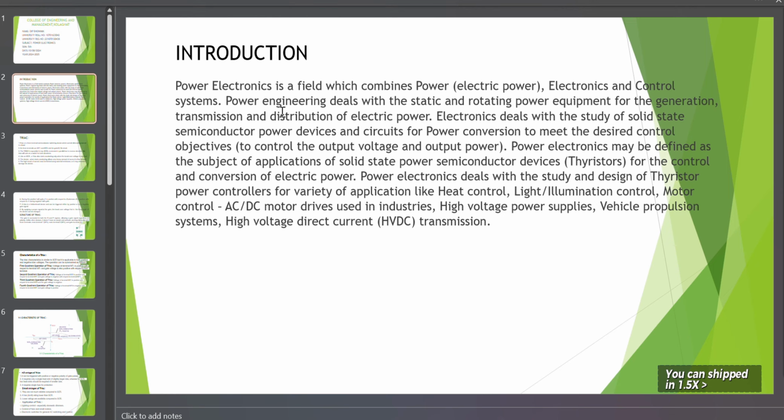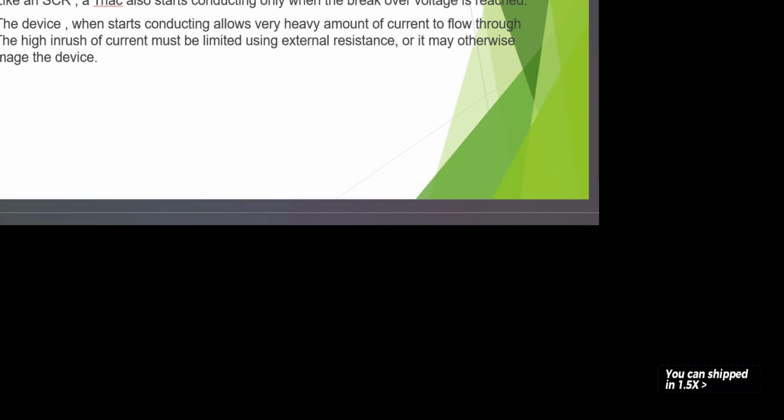So, this is the introduction of power electronics. Power electronics may be defined as the subject of application of solid state power semiconductor devices, that means thyristor, for the control and conversion of power. Power electronics deals with the study and design of thyristor power control for a variety of applications like heat control, light control, motor control, AC motor, DC motor drives, etc. Okay, next slide. Next slide is triac.